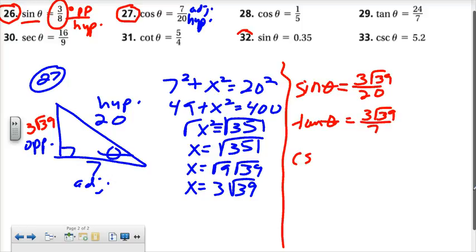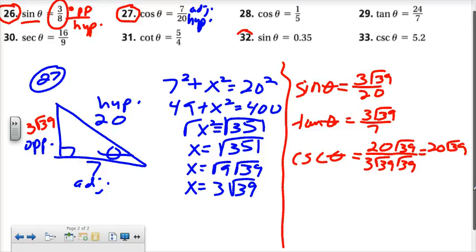Then we need cosecant, and cosecant is what you get when you flip sine. So that's going to be a little nasty. We're going to have 20 over 3 square roots of 39. So then we have to multiply the top and the bottom by the square root of 39, and we'll get 20 square roots of 39 over 39 times 3, which is 117. Yick. So we check and see, was there anything that's going to go into both 20 and 117 to help us out there? And the answer is no.